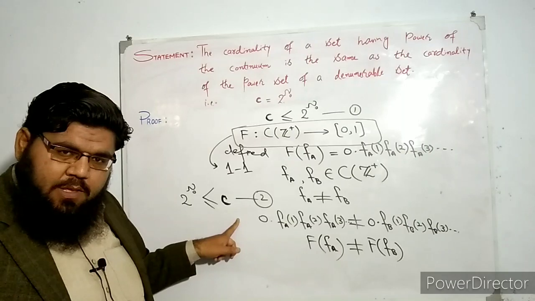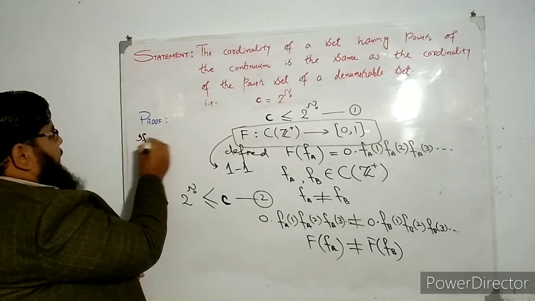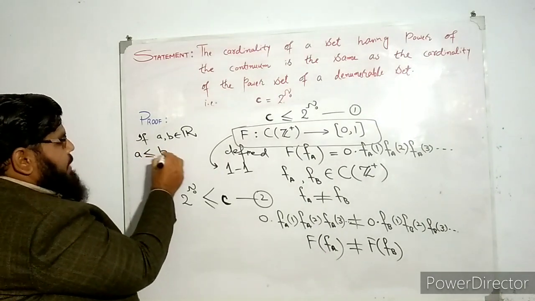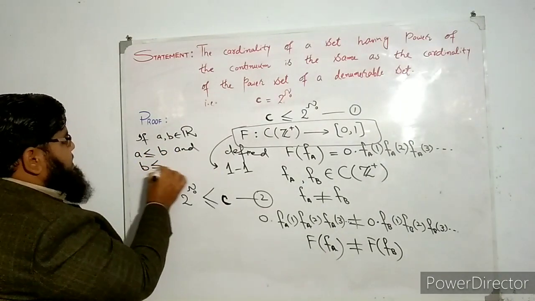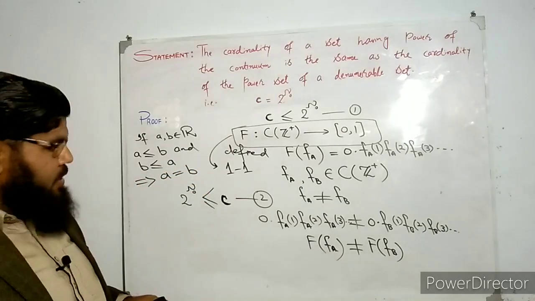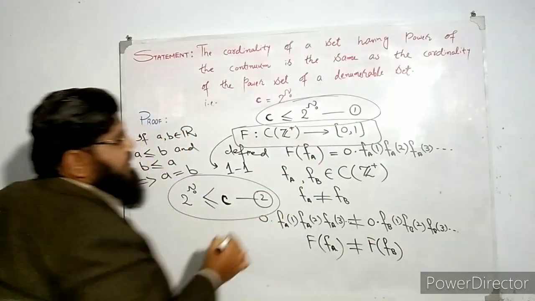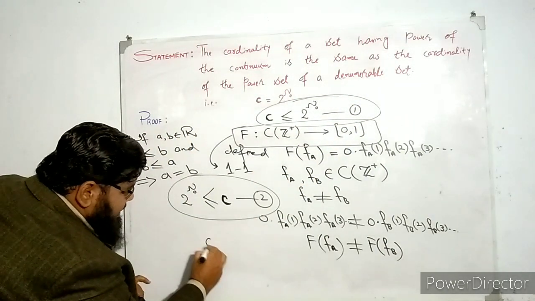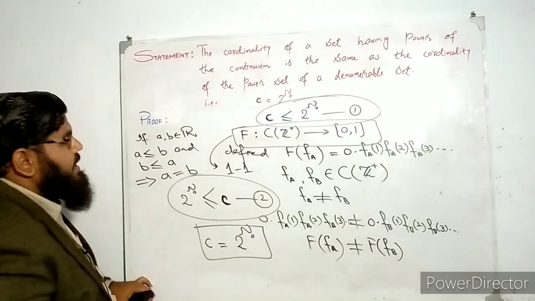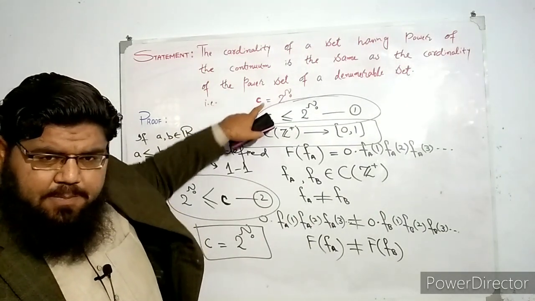We have studied a property of the real numbers, that if a and b are any two reals such that a is less than or equal to b and b is less than or equal to a, then this implies that a and b are equal. So from inequality number 2 and inequality number 1, we finally conclude that c is equal to 2 to the power alpha naught. You can see from here, this was what we needed to prove. So this completes the proof.